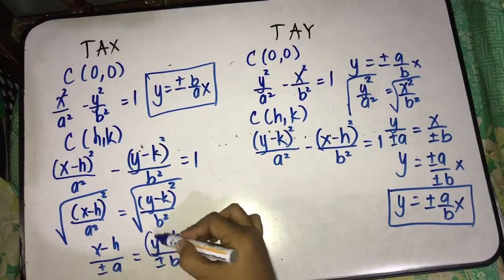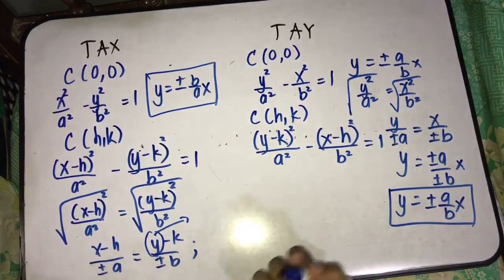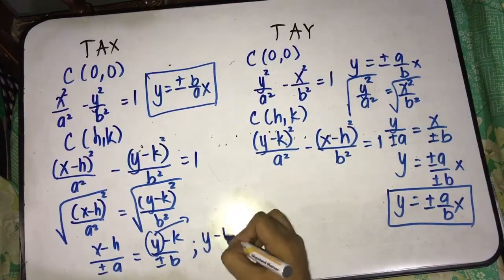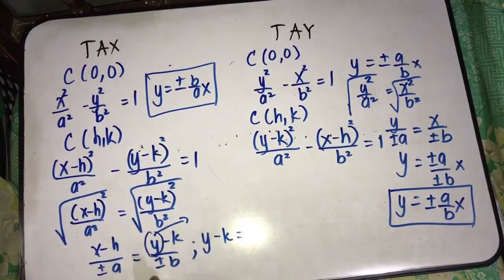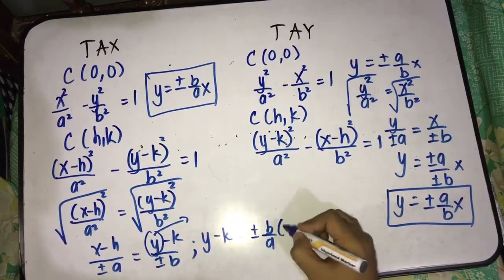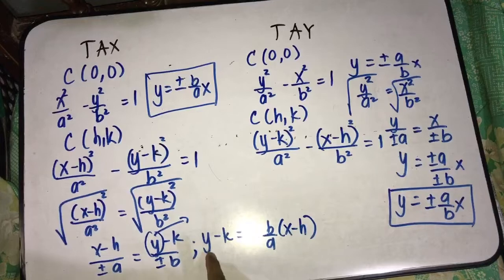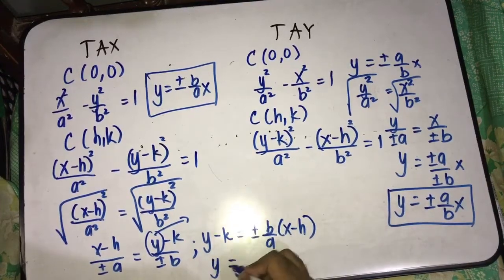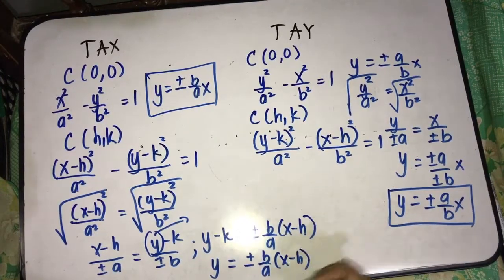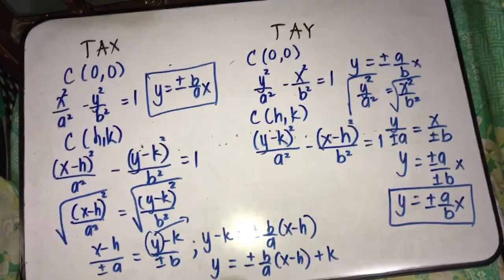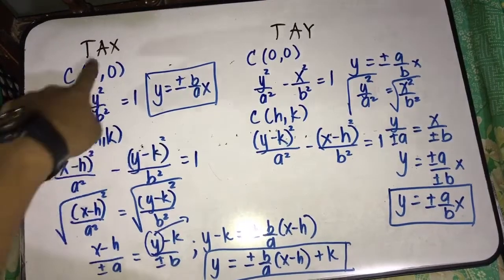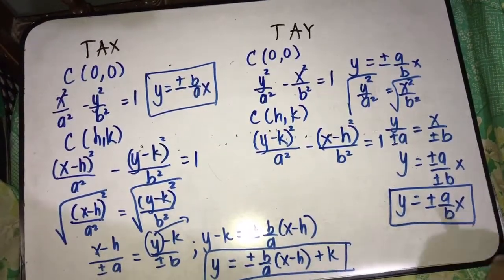Since we need to get y, we need to rewrite the equation as y minus k is equal to, multiplying plus or minus b to the other side, plus or minus b over a times (x minus h). And then we just need y on the left side, that becomes plus or minus b over a times the quantity (x minus h) plus k. So this becomes the equation of the asymptotes if the transverse axis is horizontal.